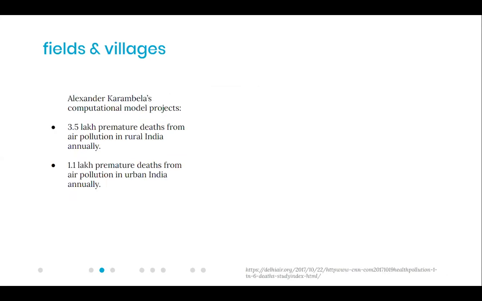So he also refers to this computational model, where the projection tells us that 3.5 lakh premature deaths from air pollution happen in rural India, and 1.1 lakh premature deaths happen in urban India. This is a bit counterintuitive because we think of air pollution as more of an urban problem. And these numbers are also a little deceptive because deaths are not recorded diligently, especially in rural areas. So the numbers are probably higher in rural areas.